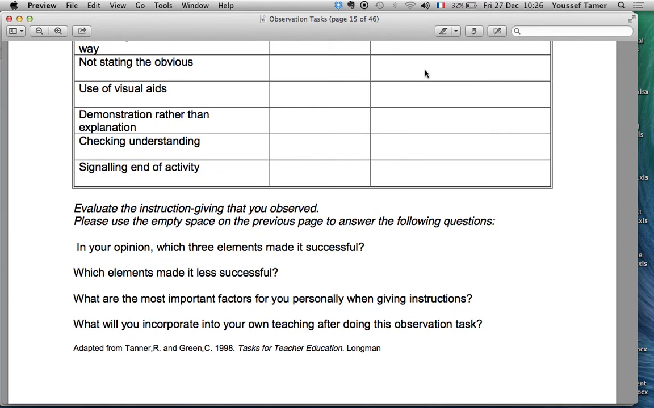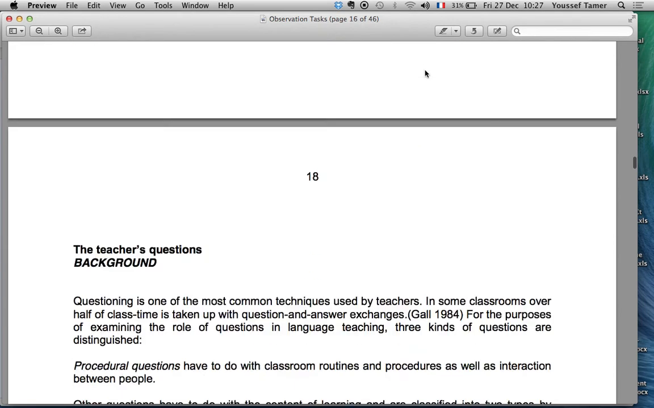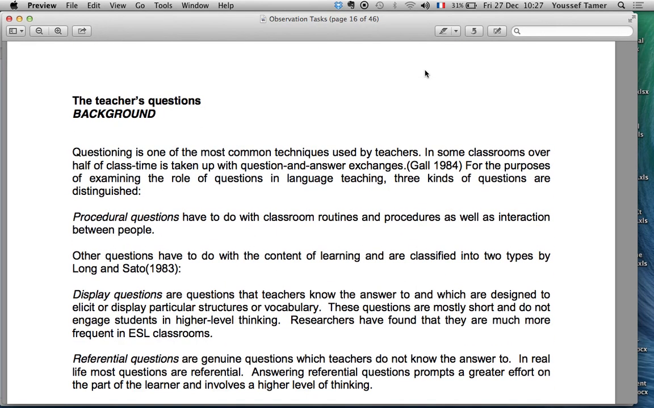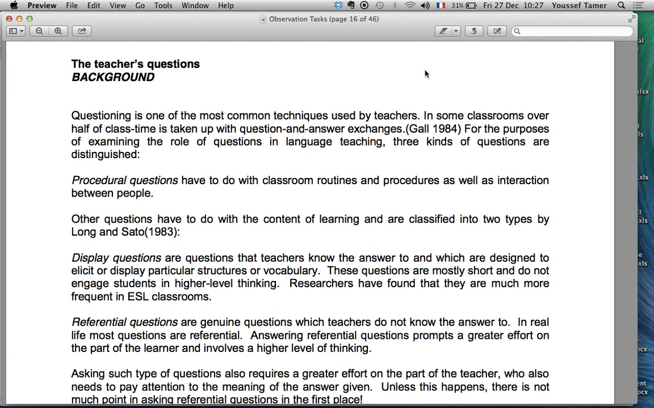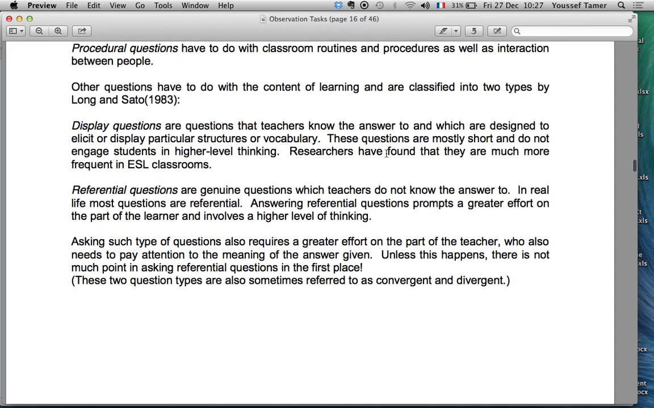What are the most important factors for you personally when giving instructions? What will you incorporate into your own teaching after doing this observation task? Okay? I'm going to skip this one. It's related to the same category, asking questions or giving instructions. So you can read it on your own later.